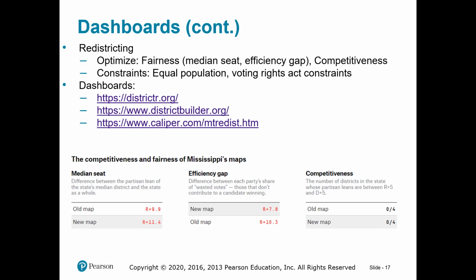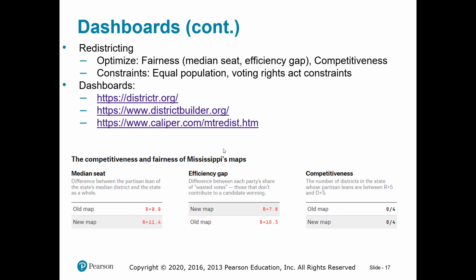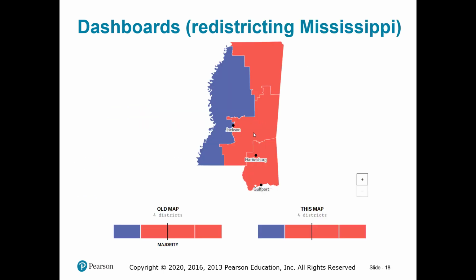And here we have the example that it's very hard to be fair with 4 congressional districts. This is the Mississippi redistricting, and this was the redistricting that gave these values here. And this is 3 strong Republican, 1 strong Democrat.